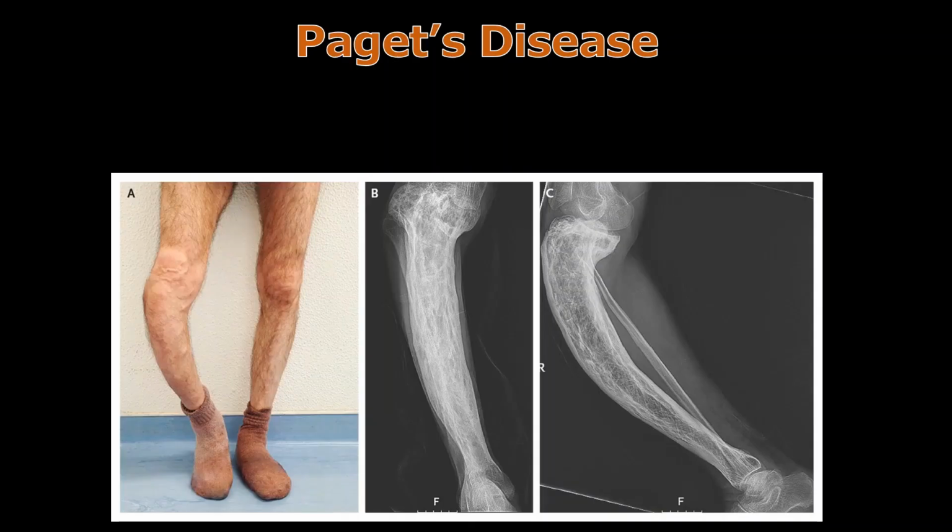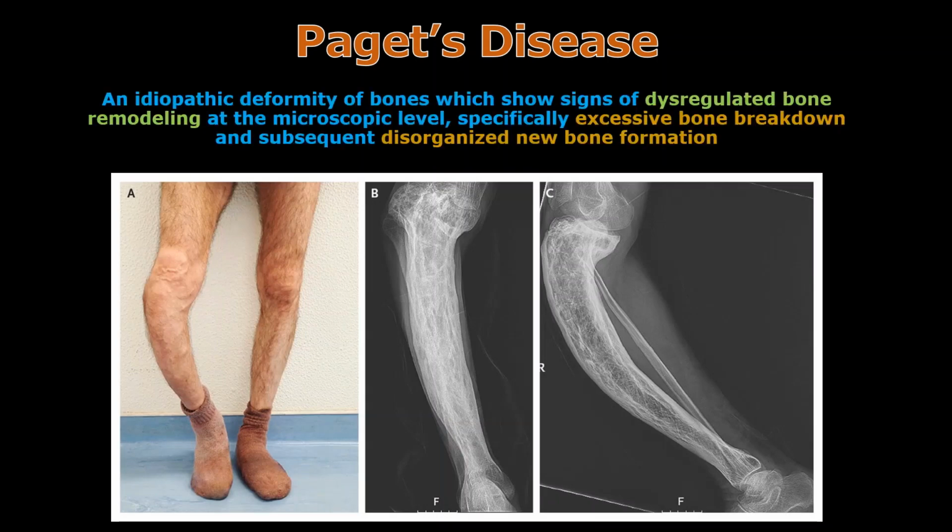Okay, Paget's disease. You can see how the bone is twisted here in these images. It looks like bowed legs, but this is something a little bit different. So an idiopathic deformity, meaning idiopathic, we don't know the cause of it. There are some ideas, right, but no direct cause is known yet. And you see dysregulated bone remodeling is the thing here. Dys is a key word for chaotic or craziness.